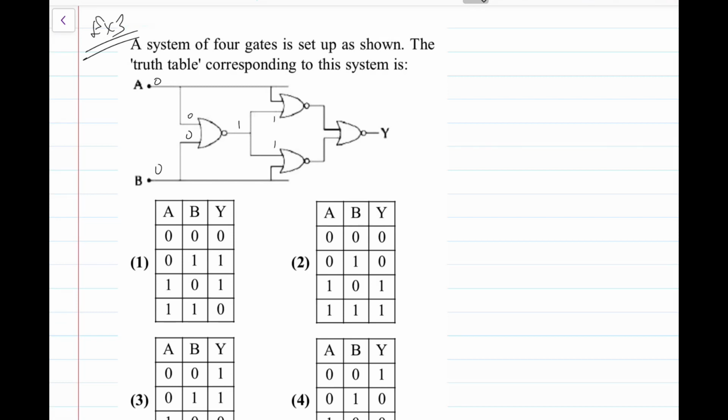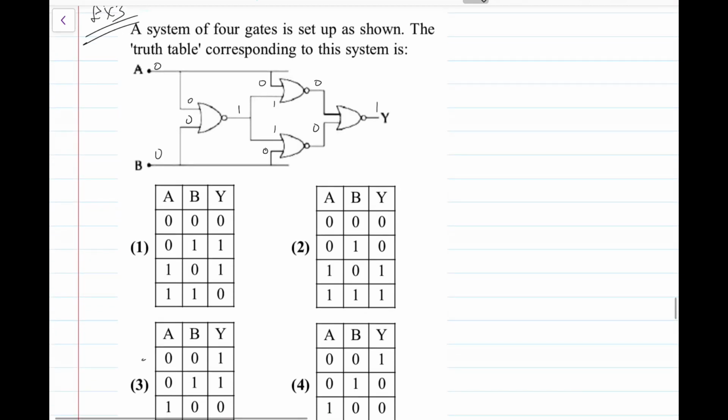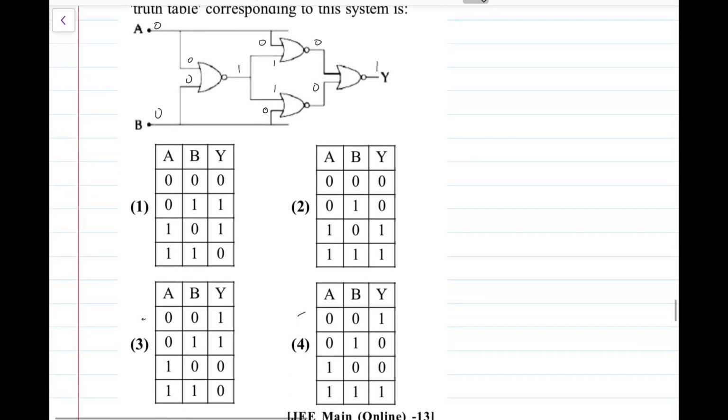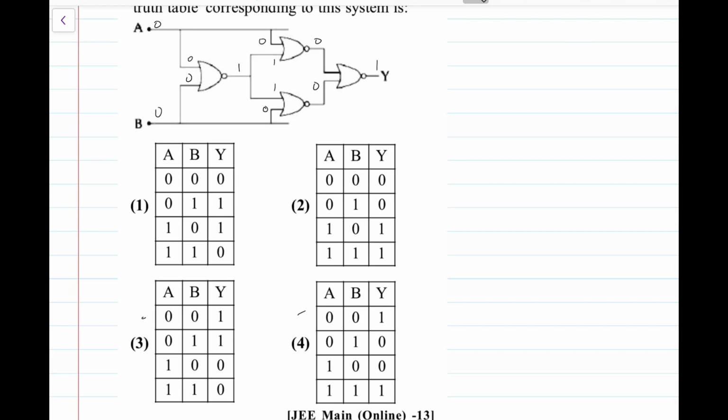So this is 1 1, this is 0 0. So 1 and 0, OR will give 1, so NOR will give 0. 0 0, OR will give 0, so NOR will give 1. So 0 0 will give you 1, and you are left with these two choices. Now just check where they differ. They differ in 0 1.